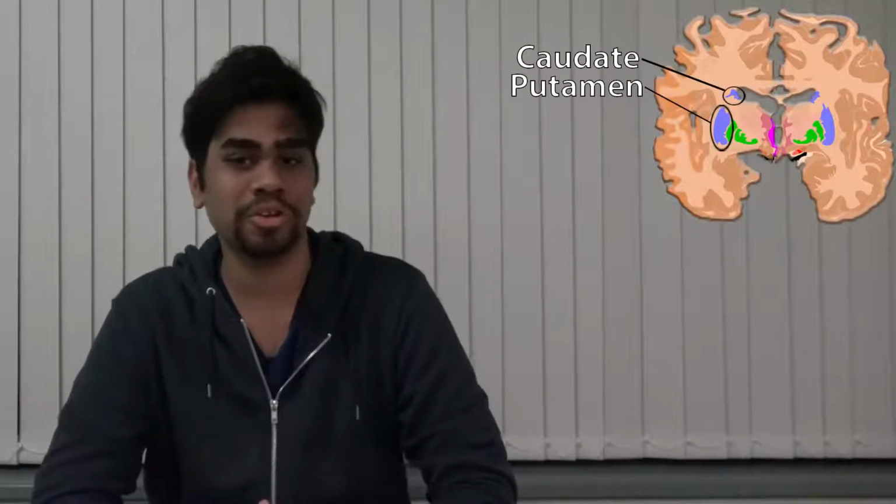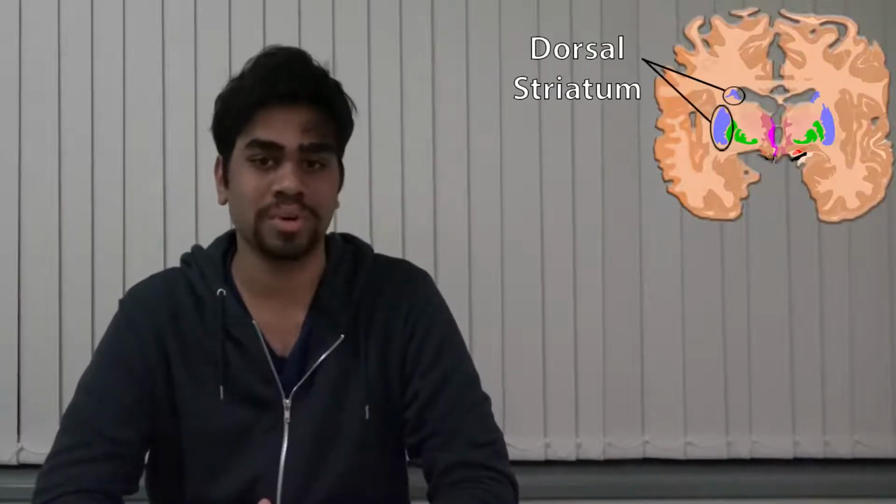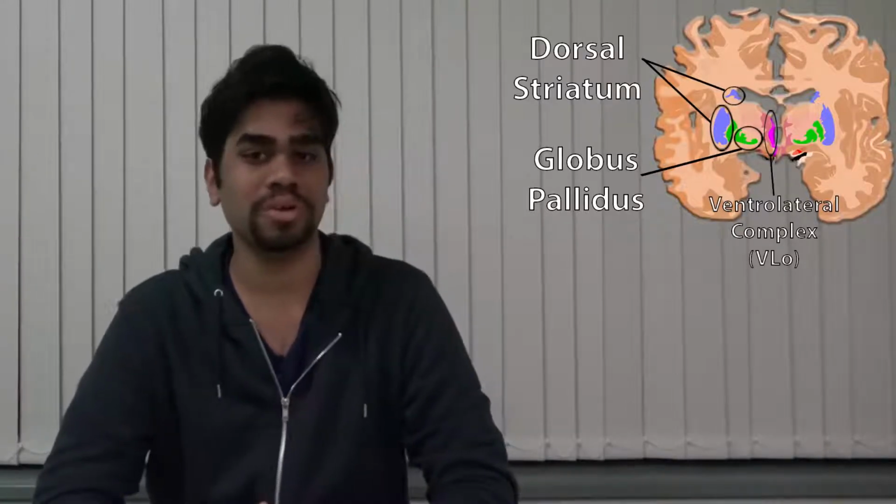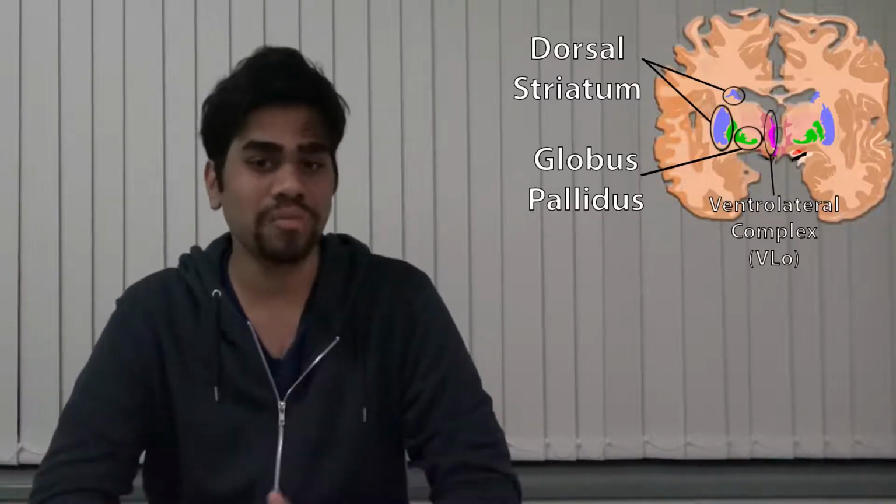Taking a coronal slice of the brain, we can see the caudate and putamen nuclei, collectively known as the dorsal striatum, as well as the globus pallidus and the ventrolateral complex of the thalamus, often abbreviated as the VLO. This is what forms the motor loop.